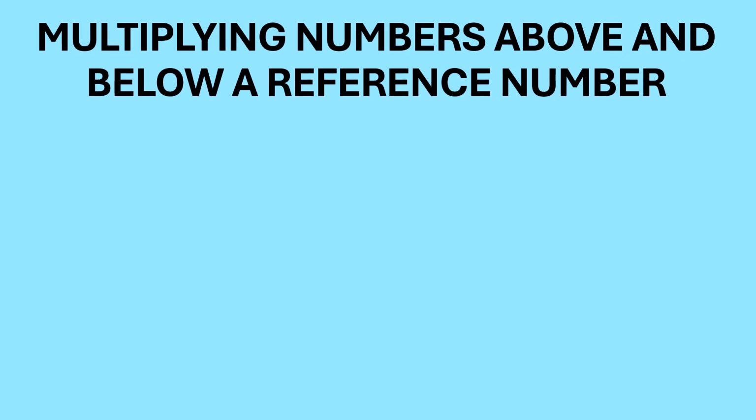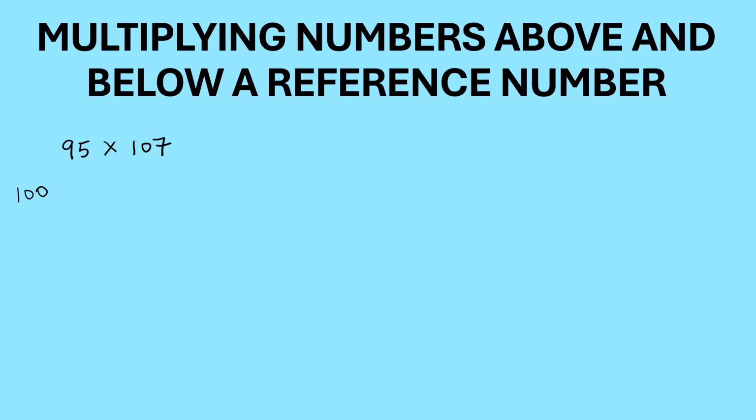In today's lesson, we'll discuss how to multiply numbers that are above and below a reference number. So let's get started and try a few problems. Let's say you want to do 95 times 107. Here, both numbers are close to 100, so we'll use 100 as our reference number.